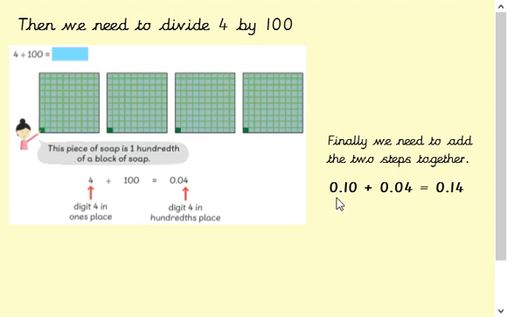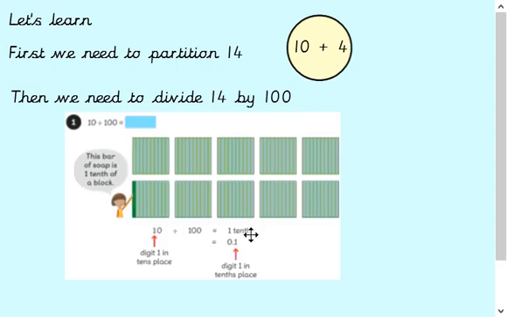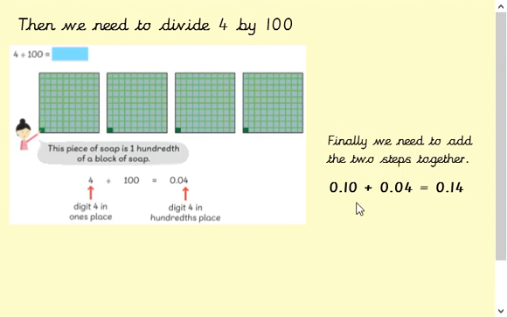Now this means then that we've got 0.10, which was from the first part. This part here, we were left with 0.1 or 0.10. And then we have to add the 0.04 on. And that leaves us with 0.14 of a pack of soap or a block of soap for each person, for each of the 100 people.